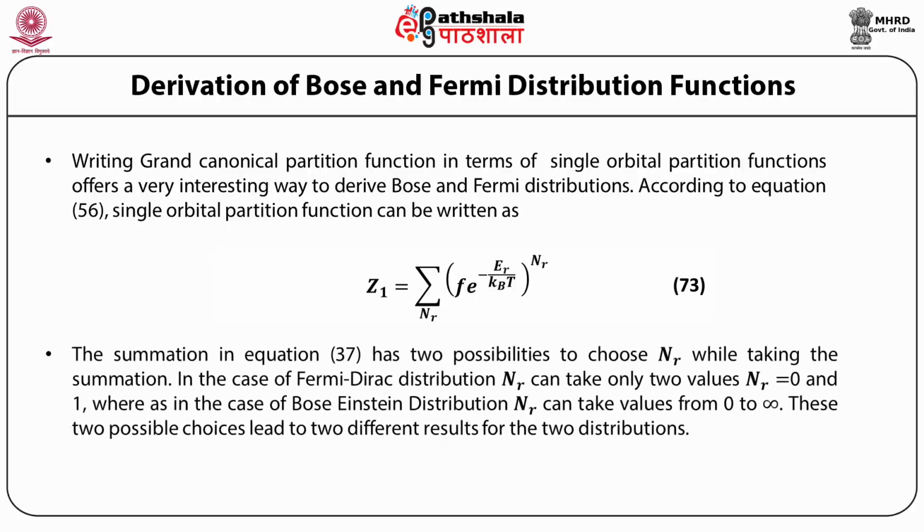The summation in equation 73 has two possibilities for choosing nr while taking the summation. In the case of Fermi-Dirac distribution, nr can take only two values, nr is equal to 0 and 1, whereas in the case of Bose-Einstein distribution, nr can take values from 0 to infinity. These two possible choices lead to two different results for the two distributions.